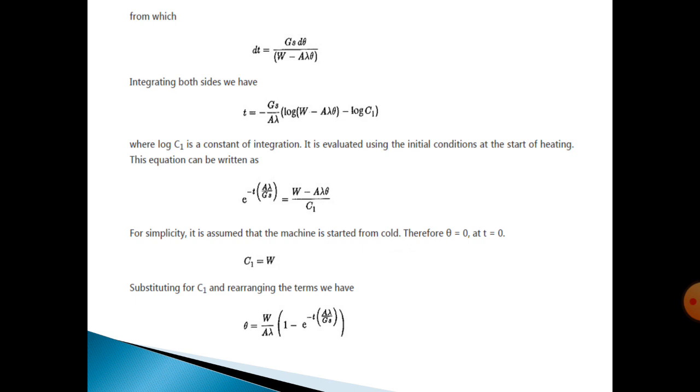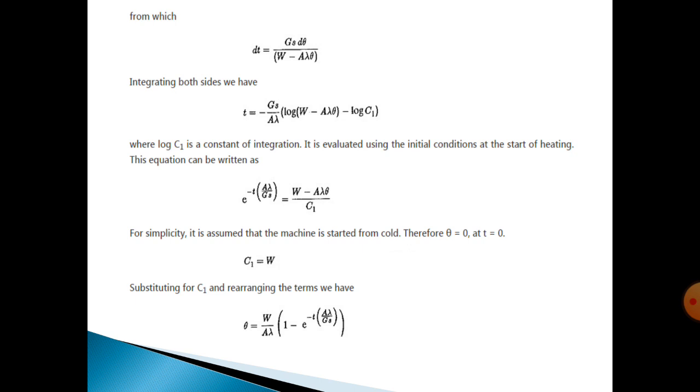So finally we get the equation minus t of A lambda divided by Gs is equal to log of W minus A lambda theta divided by C1. For simplicity, starting from cold condition, we substitute theta is equal to 0 at time t is equal to 0. So we get the value of C1 is equal to W. Rearranging, we substitute C1 is equal to W in the above equation.